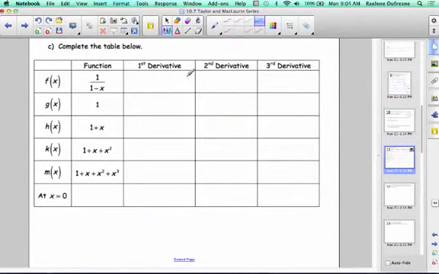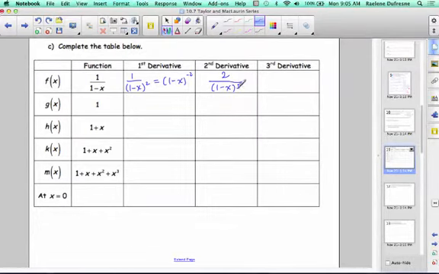Completing the table, let's work out the first, second, and third derivative for each of these, and then evaluate the values at x equals 0. So the first derivative of f of x is 1 over 1 minus x all squared. It's going to be negative 1 and then times a negative 1 from the chain rule. The second derivative is going to be negative 2 times 1 minus x to the negative 3, all times negative 1. So it will be 2 over 1 minus x to the 3.